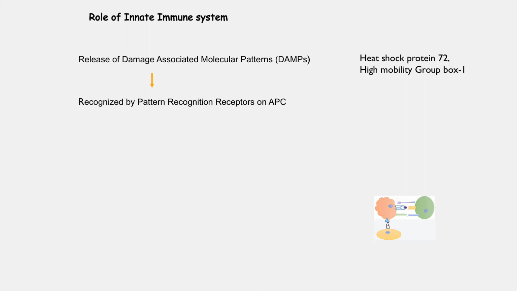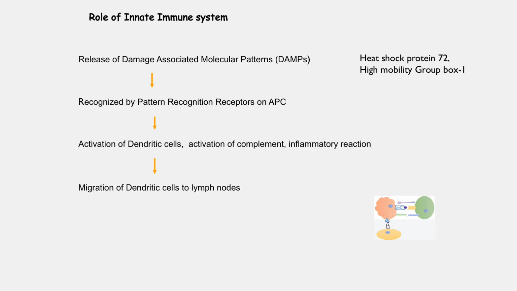These damage-associated molecular patterns are recognized by pattern recognition receptors present on dendritic cells. This results in activation of dendritic cells. Dendritic cells then leave the transplanted organ and migrate to regional lymph nodes, where these cells will interact with recipient CD4 and CD8 T cells. These dendritic cells have donor HLA molecules that may be different than recipient HLA molecules.